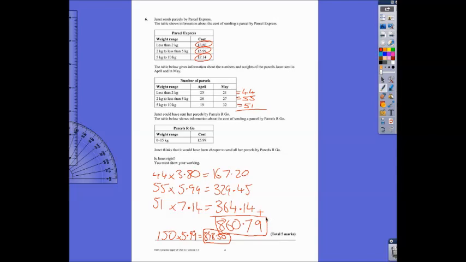So actually, it is cheaper by Parcel Express, so we need to write that. So no, Parcel Express are cheaper. Again, make sure you use your calculator at each stage and make sure you check the numbers that you're putting in.